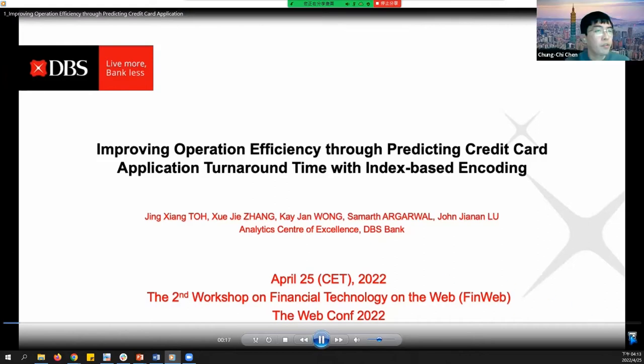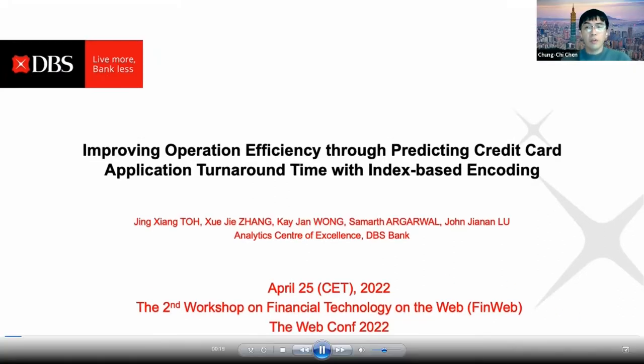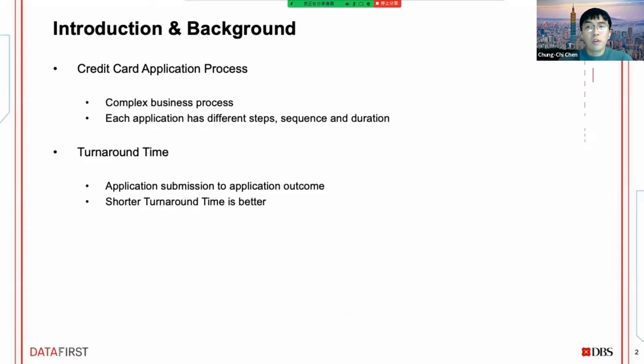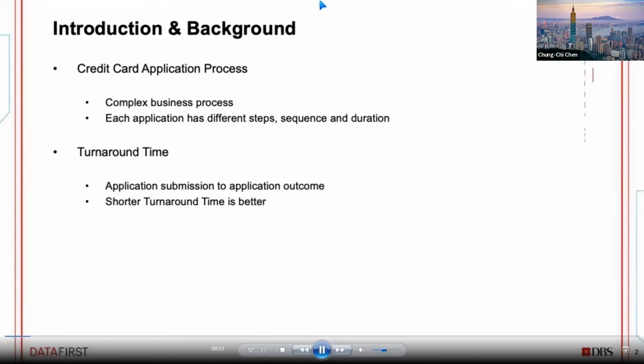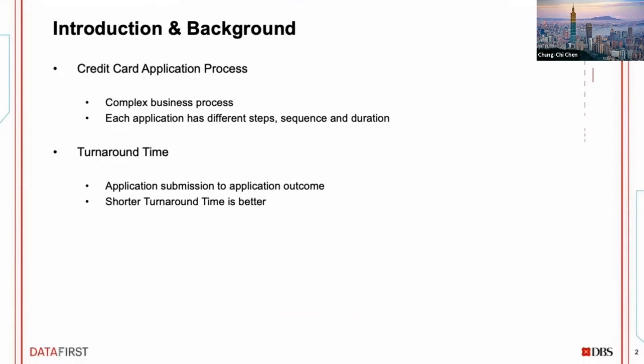Time of the credit card application process with index-based encoding. Now, the credit card application process is a complicated one, and in the research literature, this falls under complex business process modeling. It is complex because each application process has different steps, sequence, and duration.